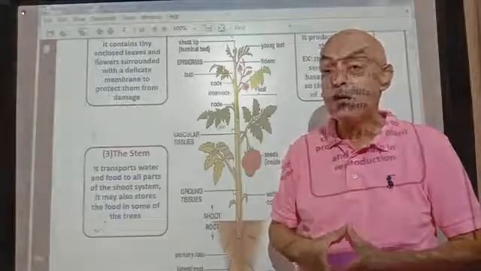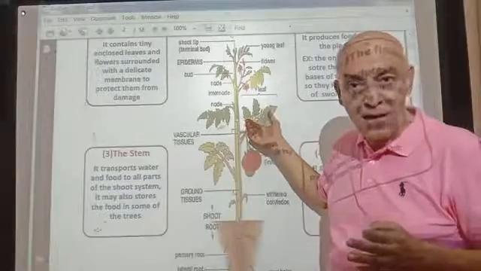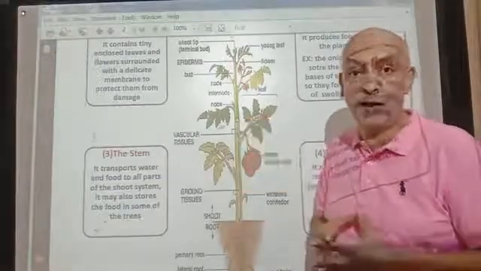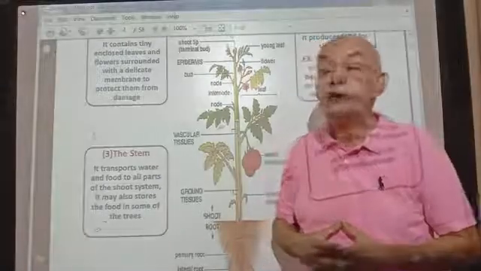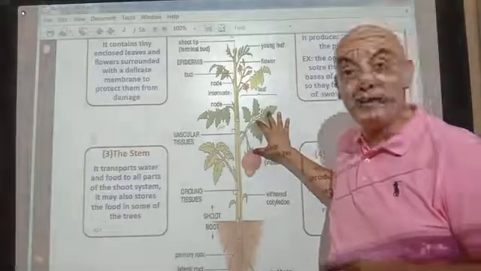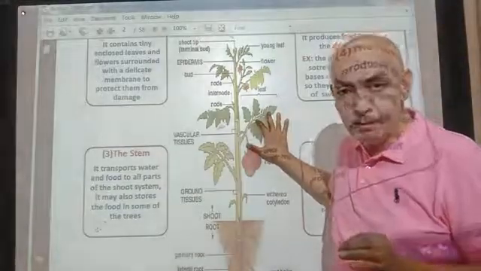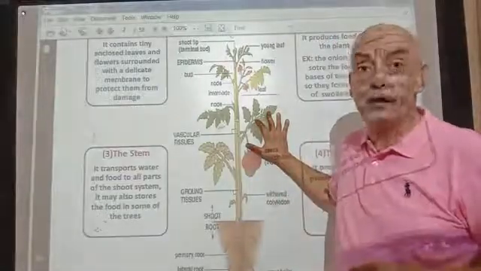Why? Because here in the leaves there is a very important process that takes place in order to allow the plant to survive. This process is called photosynthesis. Photosynthesis takes place especially in the green leaves. That's why the scientists call the plant leaves food factories.